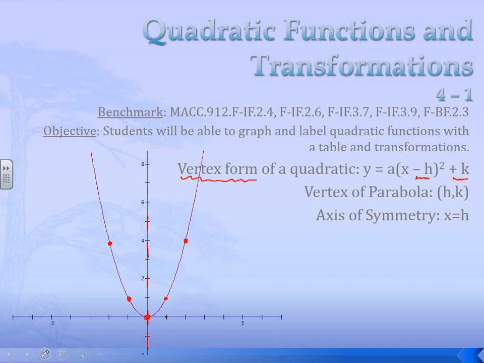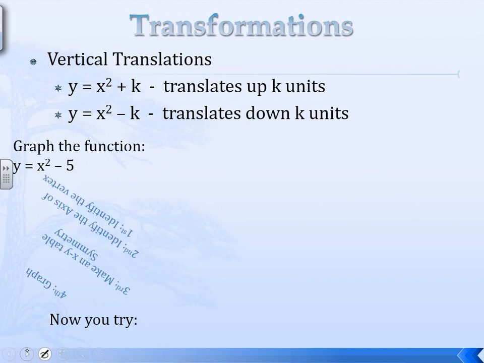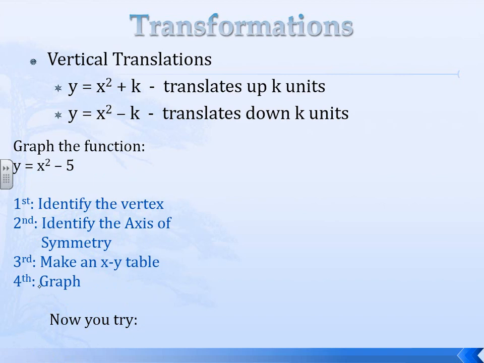So let's look at how to graph a quadratic. First, we're going to look at some vertical translations. Remember that a plus k is going to translate up k units, and a minus k is going to translate down k units. So let's graph the function y equals x squared minus 5. First, we're going to start by identifying the vertex. The vertex of this one is going to be the point 0, -5.